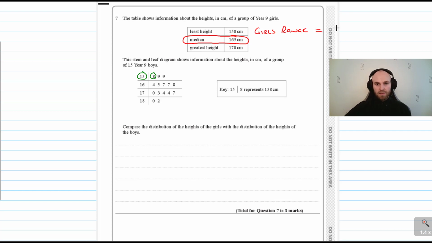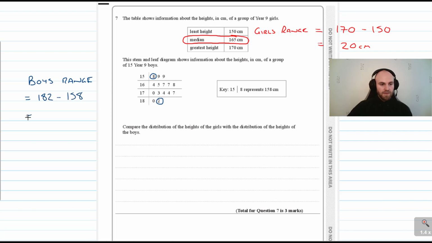equals, I just have to go off the page a little bit here. It's going to be 170 minus 150, and that is going to give us 20 or 20 centimeters. The boys' range, that is going to equal, well, the least height is going to be this 158 here. And the greatest height is going to be this 182. So it's going to be 182 minus 158. And that is going to give us 24 centimeters.